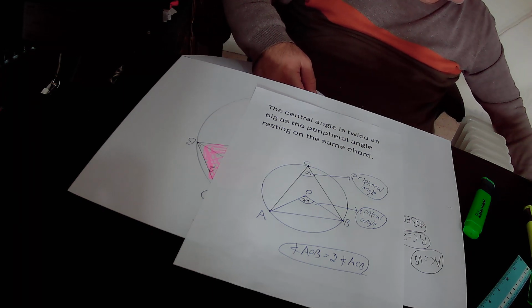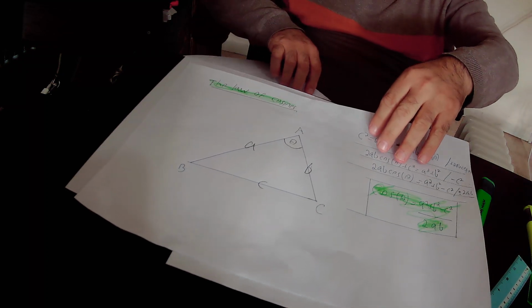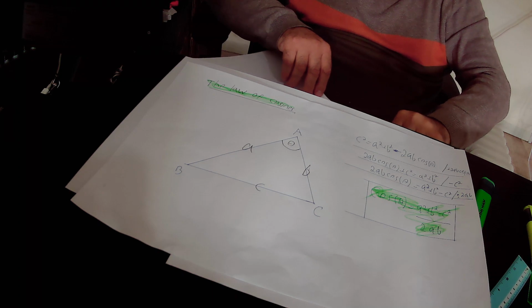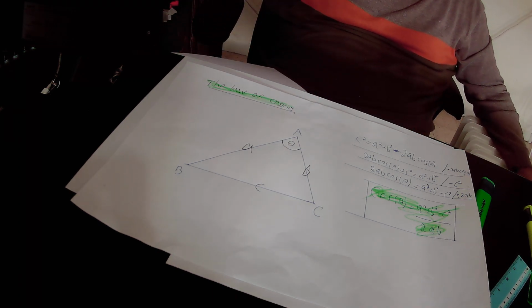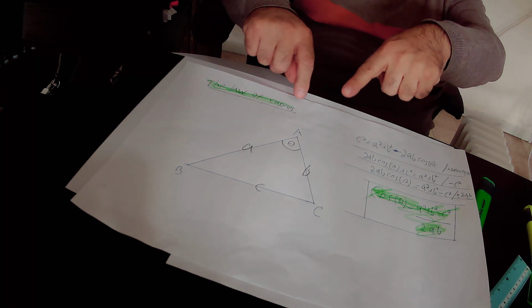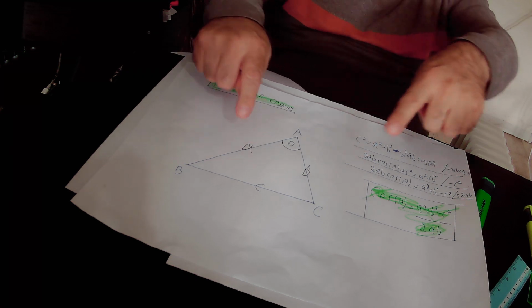This is the first rule that we use. And we also have the second rule, that is the law of cosines. The law of cosines is true in any triangle. So this triangle ABC could be any triangle. The length of side AB is A units. Side AC equals B units in length, and side BC equals C units in length.